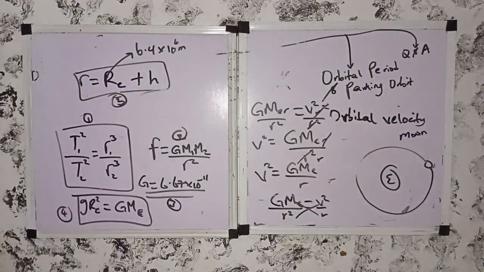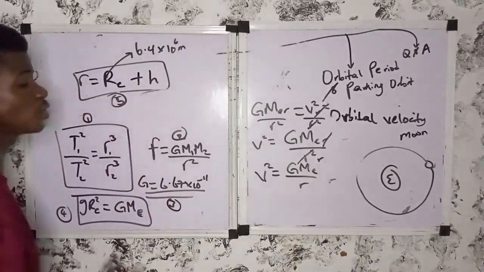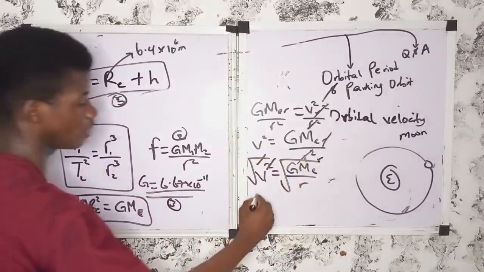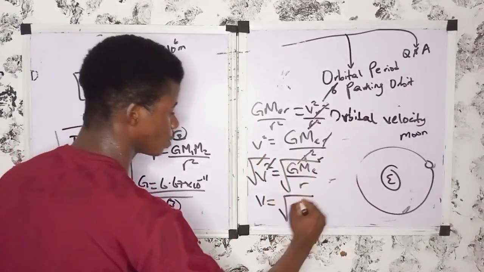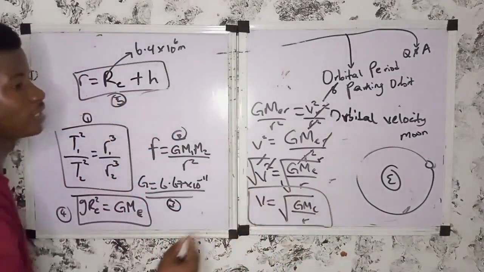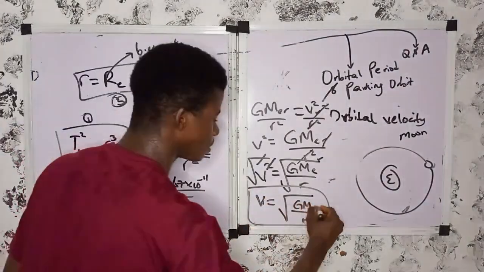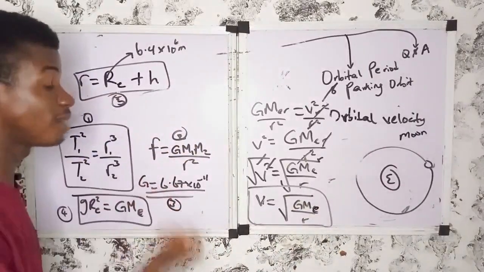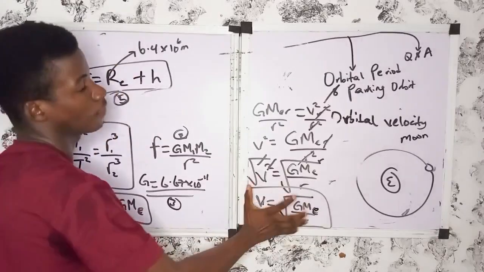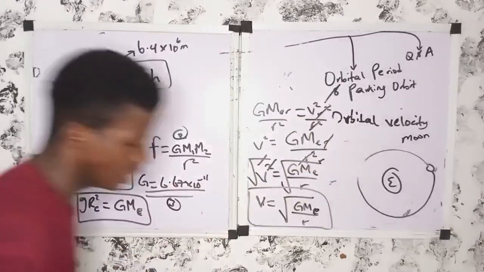We are not done yet. If we want to make v stand alone, we take the square root of both sides. The square will cancel the square root, and we're left with v equals the square root of G M_E all over r. So this is the formula for orbital velocity, or orbital speed.